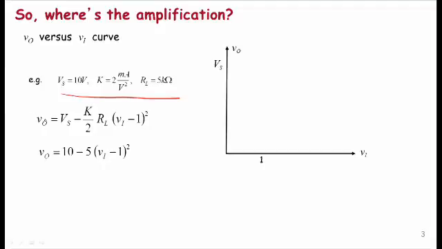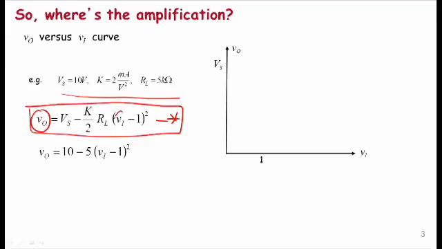Okay, so this was none other than the start equation on the previous slide. So that's my V naught versus VI equation. And what I'll do next is substitute the values above into this equation and I get this. Notice for Vs, I've substituted 10. K is 2 milliamps, so if I substitute K to be 2, the 2 and 2 cancel out. If RL is 5 kilo ohms, then I get my 5 here, and then I have VI minus 1 whole squared out there.